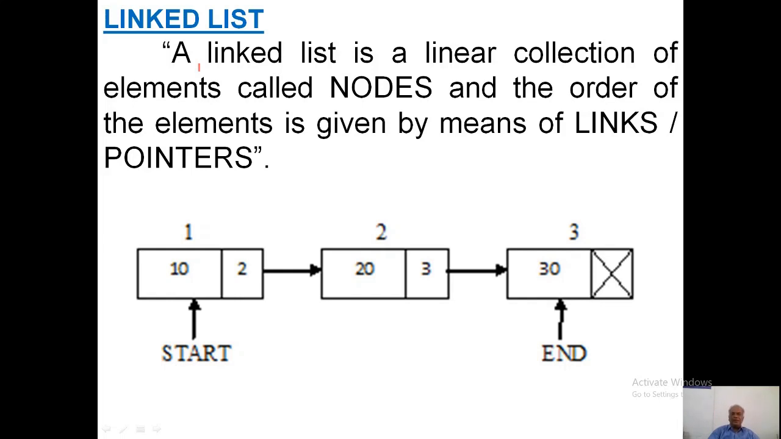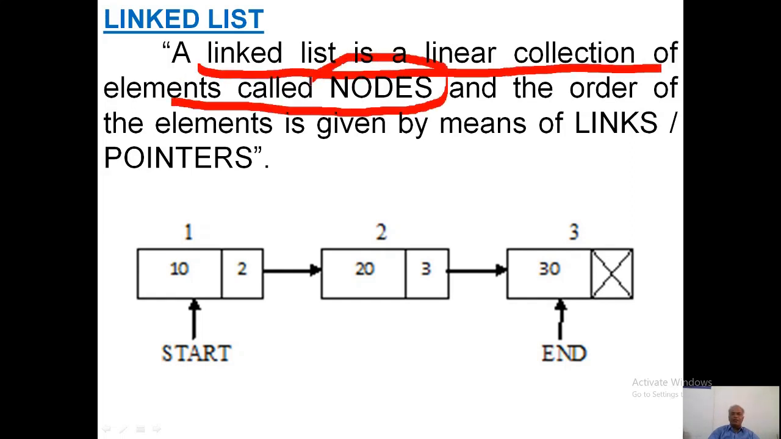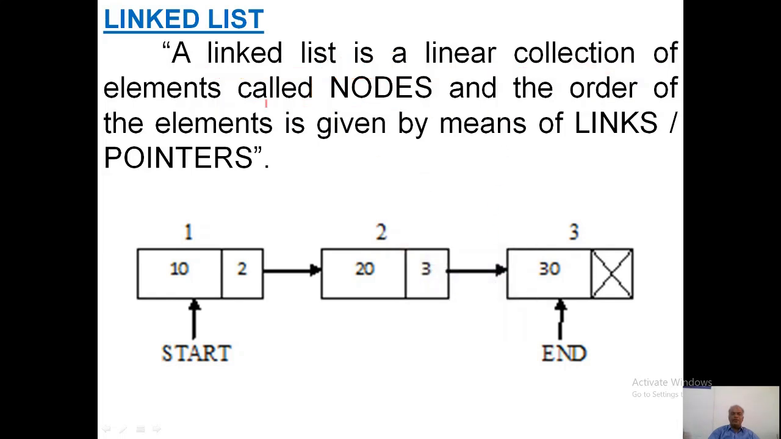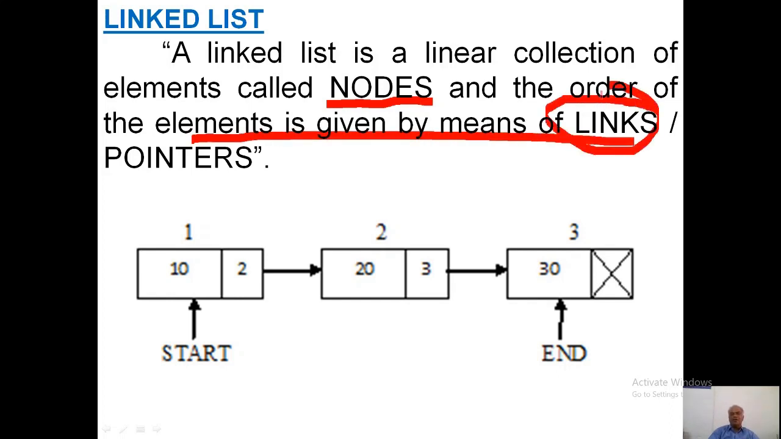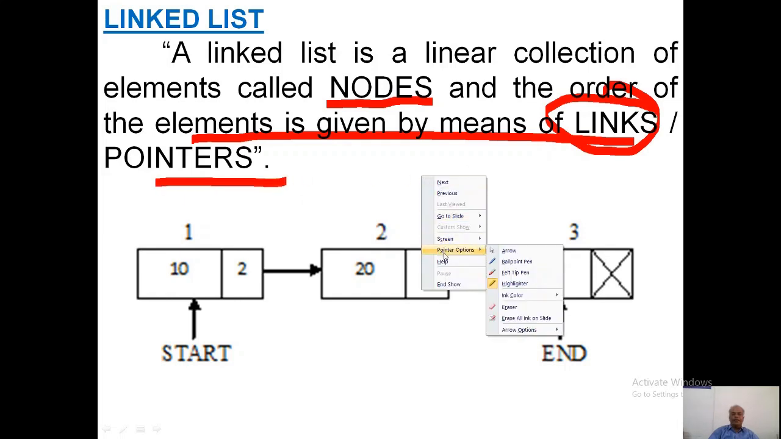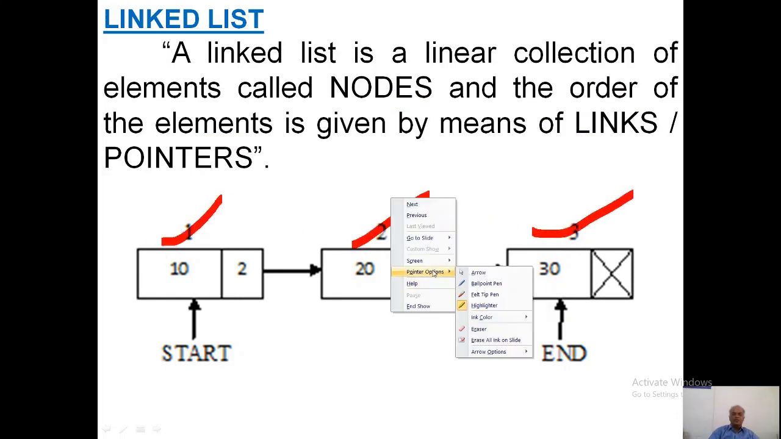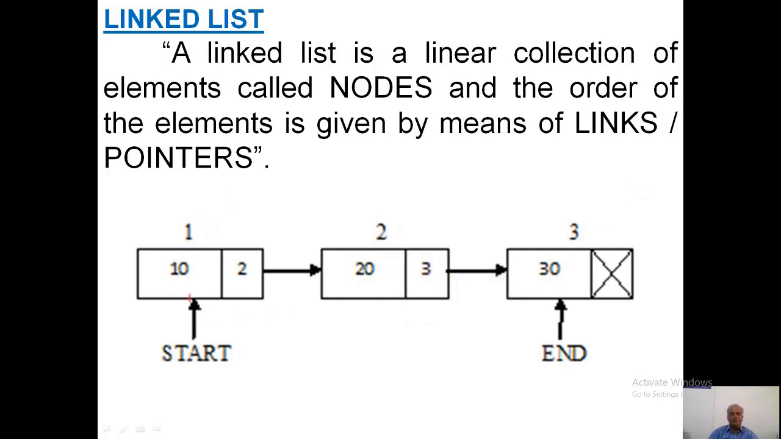Linked list. A linked list is a linear collection of elements called nodes. In a linked list, it is a collection of nodes, and the order of the elements is given by means of links or pointers. Here, look at this: first node, second node, third. So a linked list is a collection of nodes. This is the start point, this is the end point.